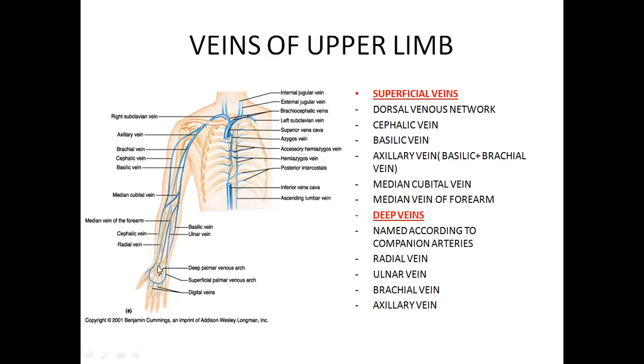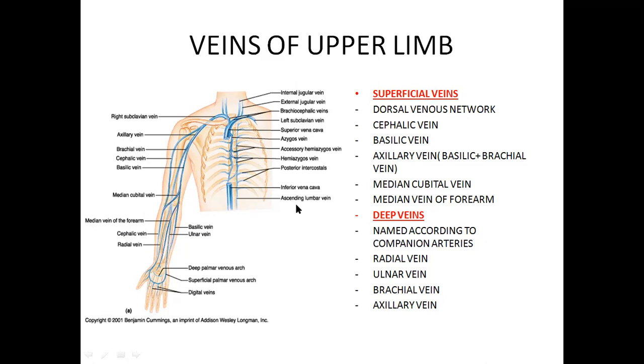Apart from that, I will show you in the other pictures very clearly. There is one vein in the mid of the forearm. You call it the median vein of the forearm. Okay, then these are the superficial veins.